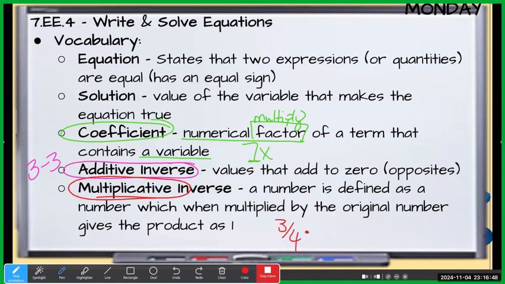Carter, what do I need to multiply that by to get a product of 1? Xavier, what do I need to multiply that by to get a product of 1? Anybody, what do I need to multiply that by to get a product of 1? So 3/4 times 3/4 gonna give me 1? 3/4 times 1/4 gonna give me 1?